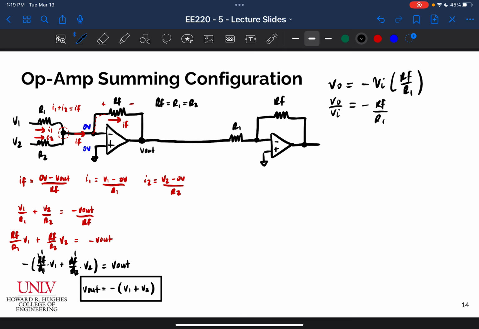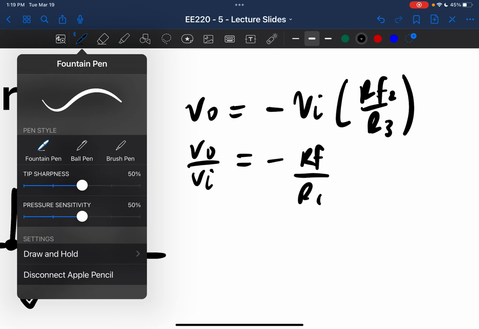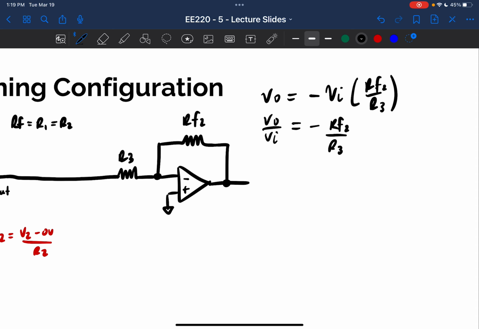But I don't want to use the same, let's just call this RF2 and we'll call this R3 so that we don't get confused here. So if I were going to substitute those into this expression, it would look like this. Okay, and so what I'm saying is that my gain here, my V out over V in, basically the ratio of my output to my input signal, is equal to negative RF2 over R3.